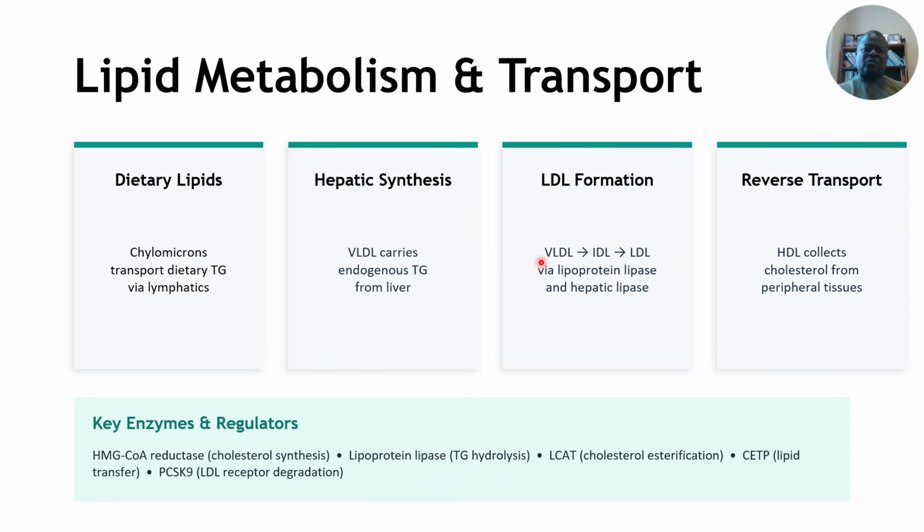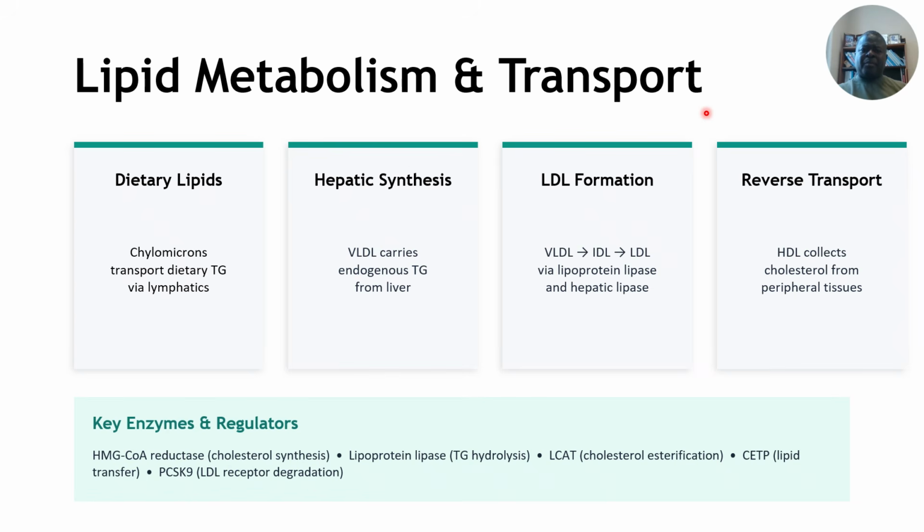VLDL transports triglycerides in the bloodstream to supply tissues with energy. As VLDL loses most of its triglycerides, it becomes denser and shrinks into an intermediate density lipoprotein known as IDL, which is further broken down to low density lipoprotein, and this is highly concentrated with cholesterol.